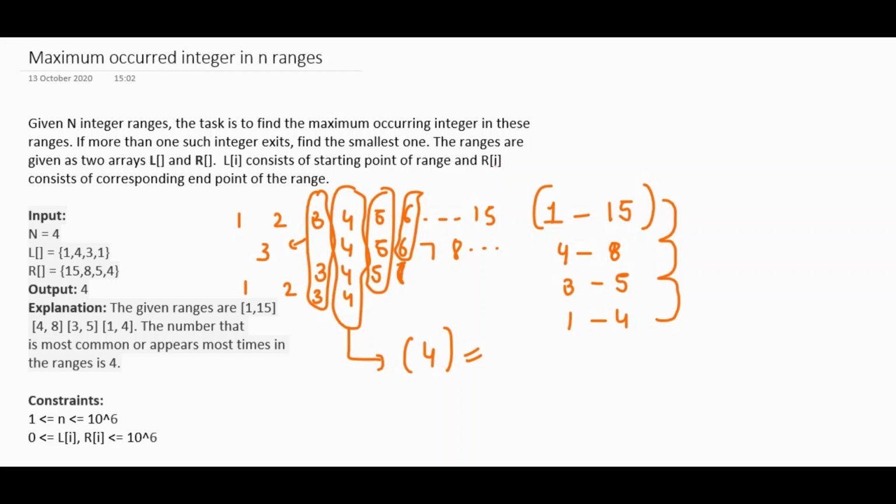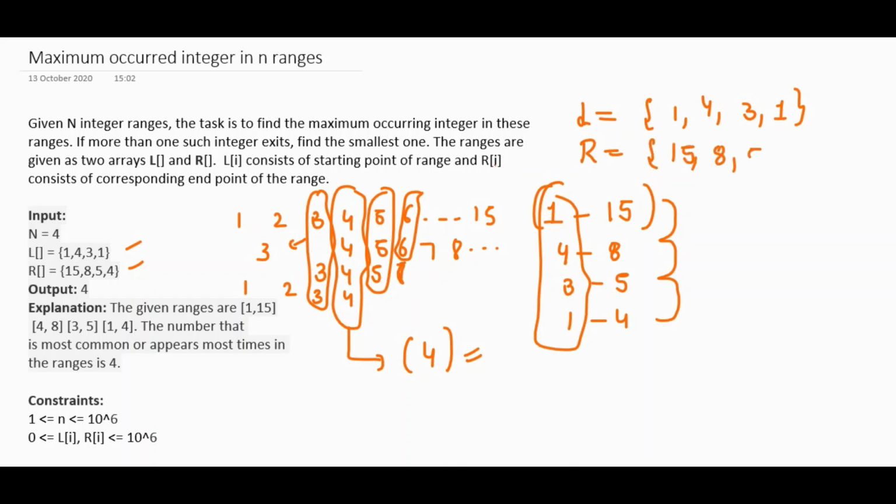This way we are given with two arrays L and R. L consists of starting points, that means 1, 4, 3 and 1. You can see here 1, 4, 3 and 1. R consists of the ending points, which is 15, 8, 5 and 4. These are the ending points of the ranges. These are the starting points of the ranges, and we are given with two arrays L and R, as you can see in the input as well. We are given with N, that is the size of both the arrays.